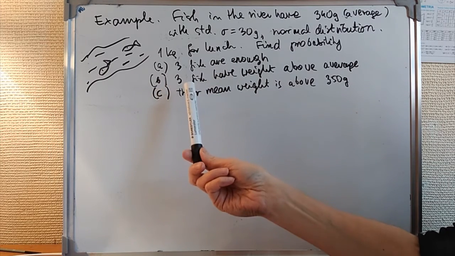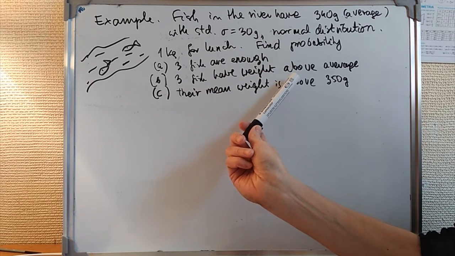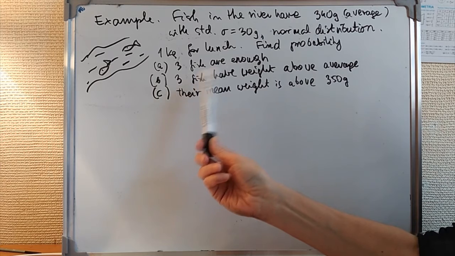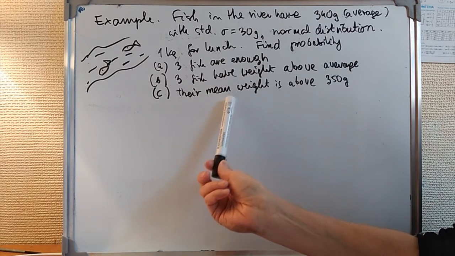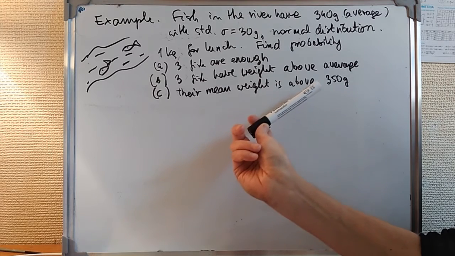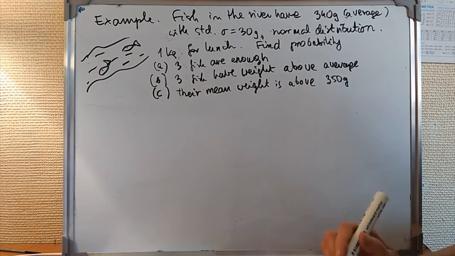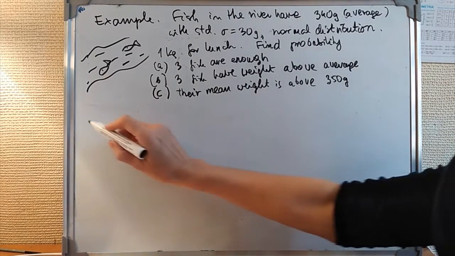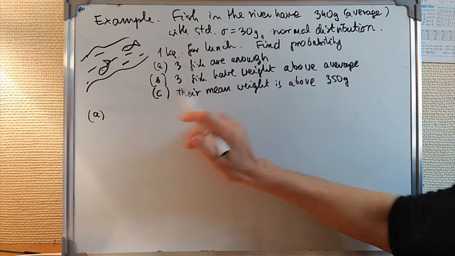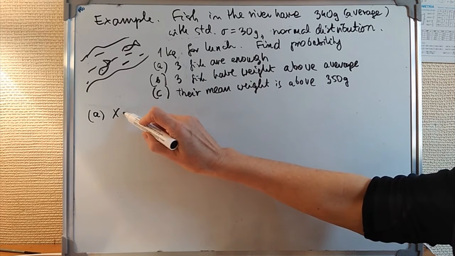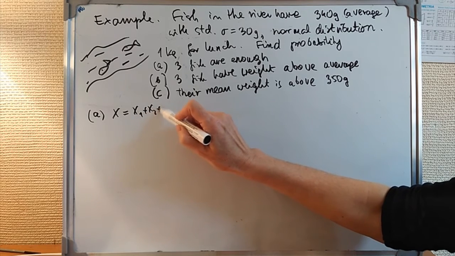Second, that 3 fish have weight above average. And C, the mean weight of 3 caught fish is above 350 grams. Okay, so in the first case, what do we consider? We take 3 fish caught, so we produce a new random variable equal x1 plus x2 plus x3.